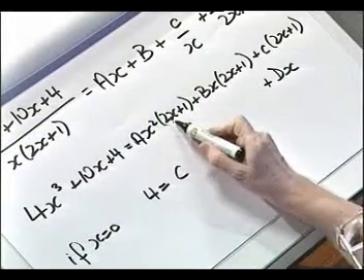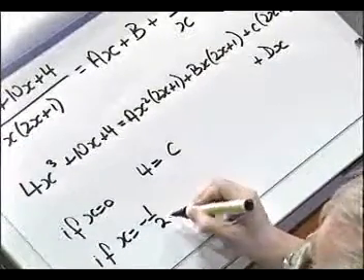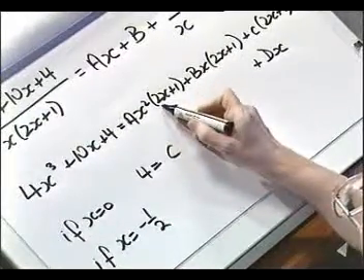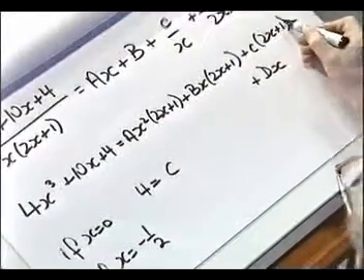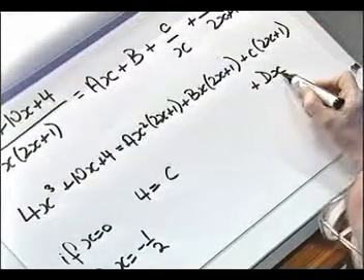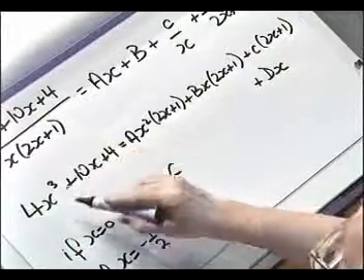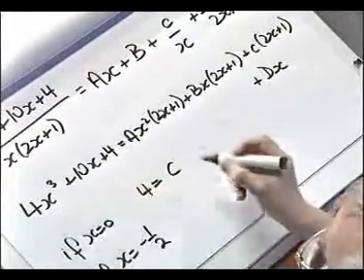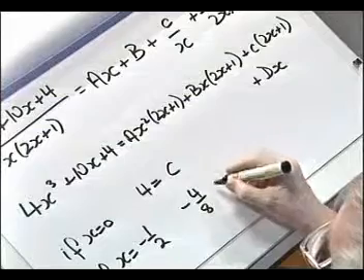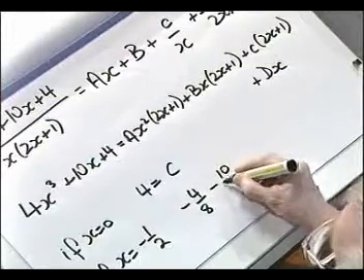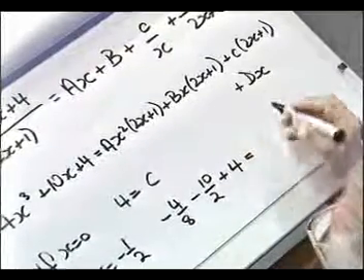The other special value is x equal to minus a half. If x equals minus a half, this is 0, so this will disappear. This is 0, so this will disappear. And this will disappear, just leaving me with d. So I get minus a half cubed is minus an eighth. So I get minus 4 over 8 plus 10 times minus a half, which is minus 10 over 2, plus 4 equals d times minus a half.